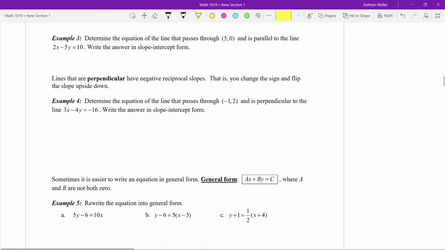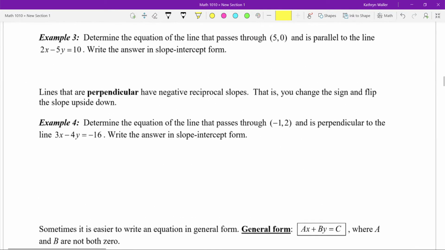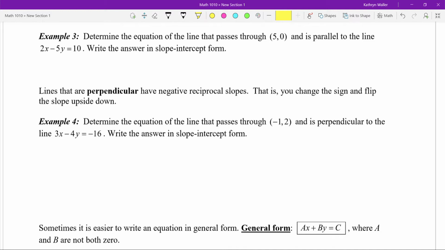Okay, here's number 3. Determine the equation of the line that passes through this point and is parallel to that. Write your answer in slope-intercept form. Is that what yours looks like? Okay. All right, so we have to solve it for y. So -5y equals -2x plus 10. Divide by -5, and you get y equals a positive 2/5 x minus 2.